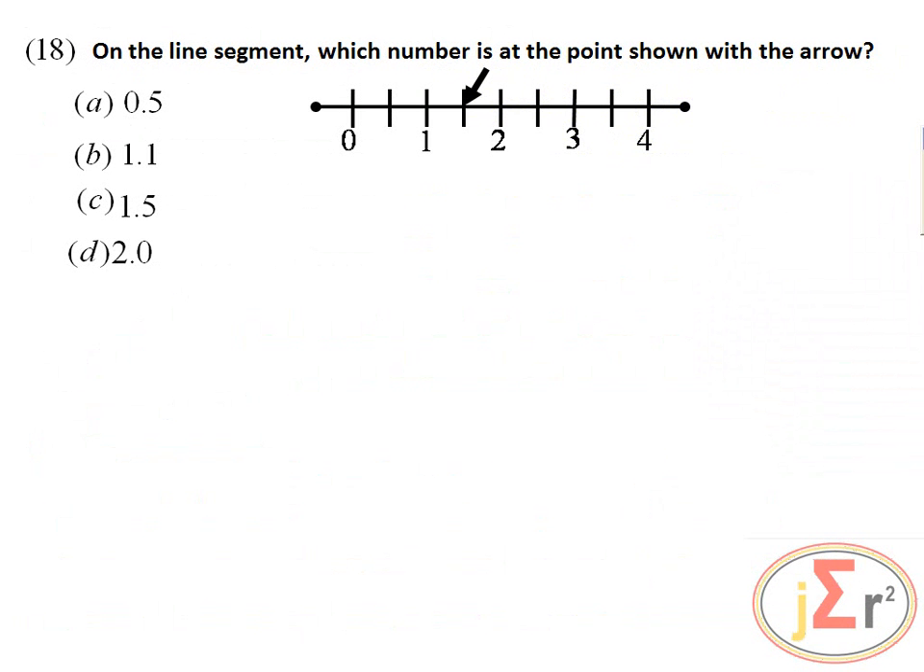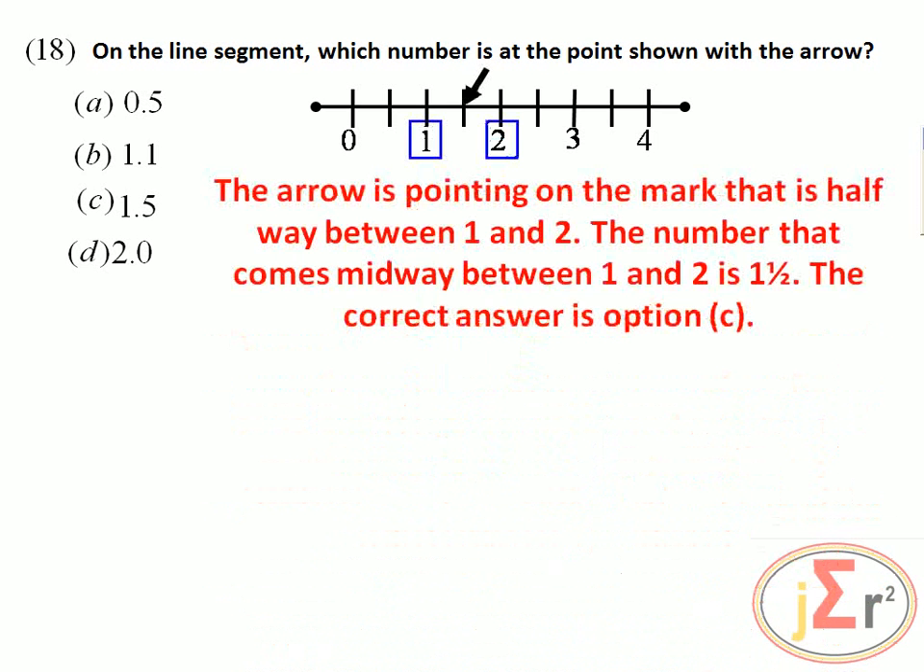On the line segment, which number is at the point shown with the arrow? There is your arrow shown on the line, and we need to know which number is at that point. The arrow is pointing on the mark that is halfway between 1 and 2. The number that comes midway between 1 and 2 is 1.5. The correct answer is option C.